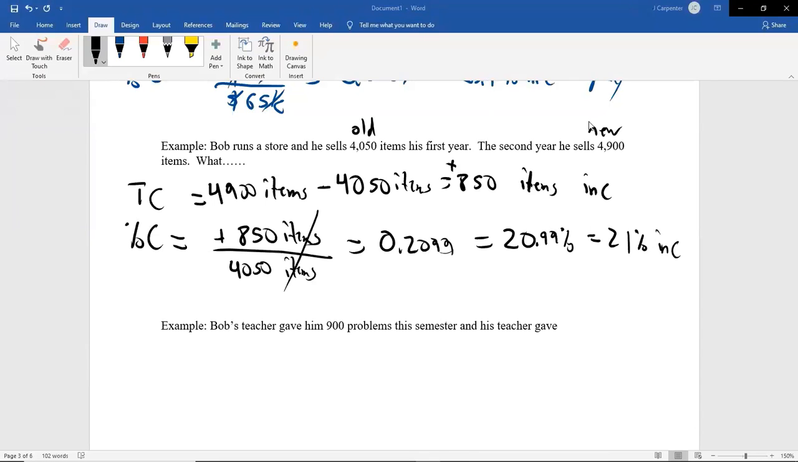So Bob's teacher gave him 900 problems this semester, and his teacher gave him 749 problems last semester. Let me say it a little differently. Find the total change and the percent change. So these are the same two questions from the last five examples, roughly.